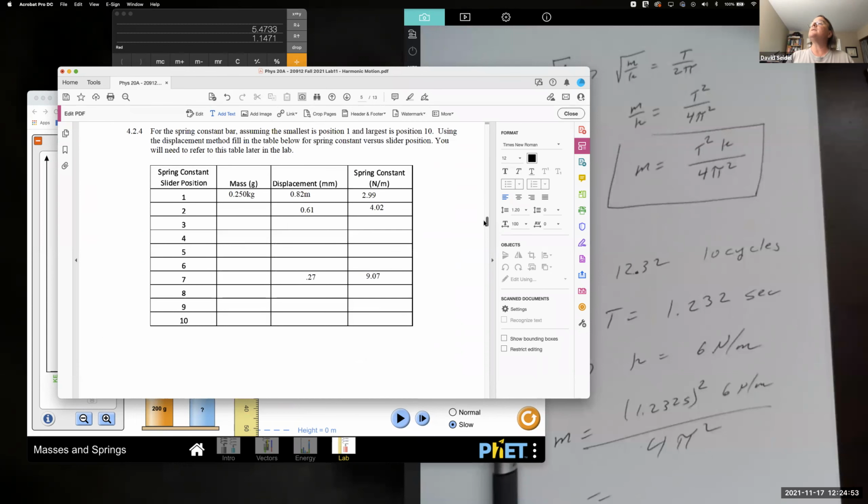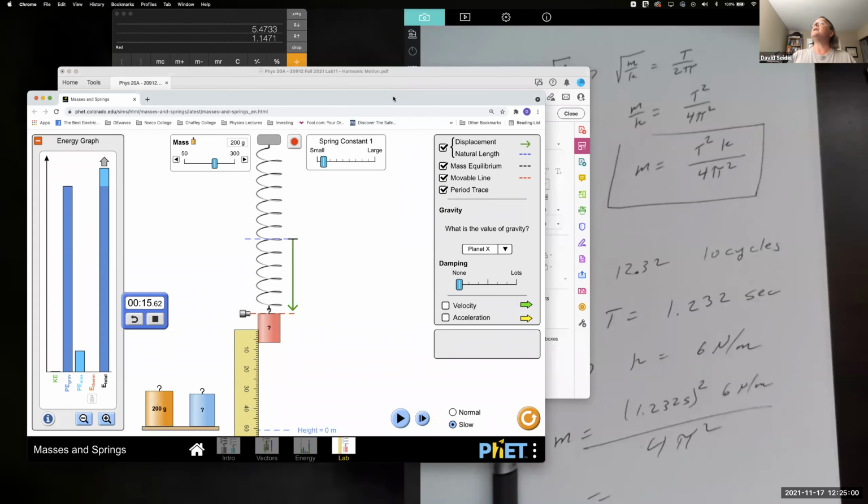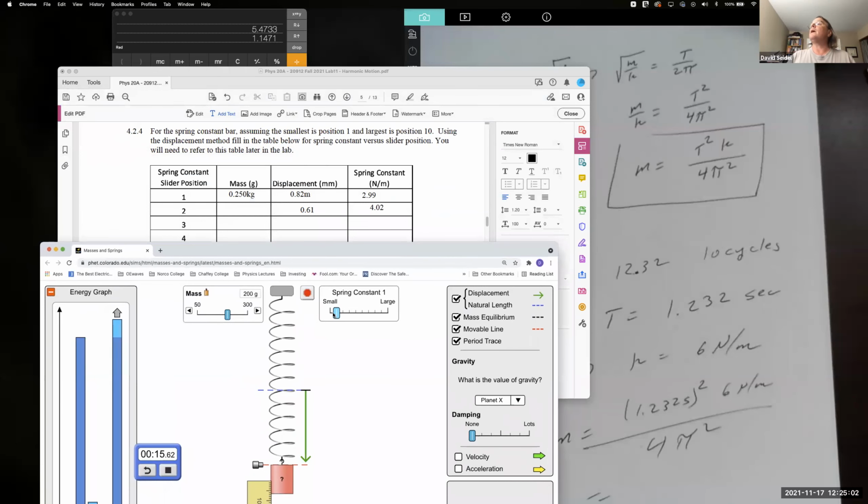That is this table. All we know from this slider is it's in a position. This we define as position 1, all the way in small. This is position 10, all the way to the right. Here's position 1. Here's position 2. Here's position 3. Position 2 was 4 newtons per meter.